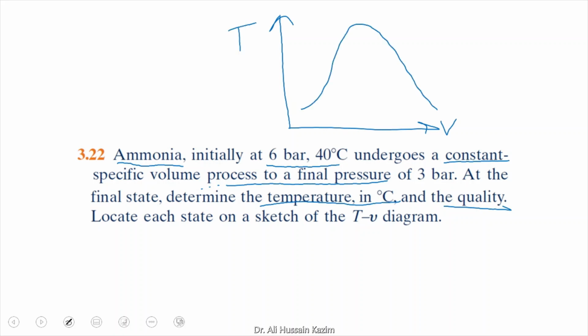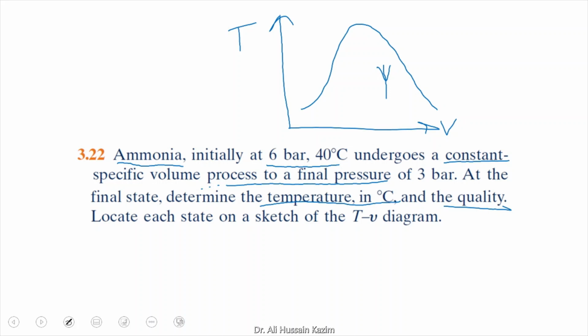This is ammonia. The process is a vertical line because it's a constant volume process, and the direction is downwards. However, we are not sure whether the initial state is superheated, or whether the final state is in the superheated or mixed vapor region. To determine the initial and final state, we need to consult the tables.